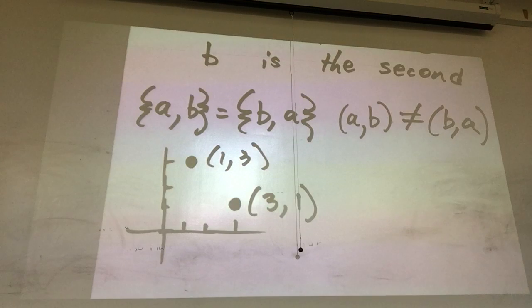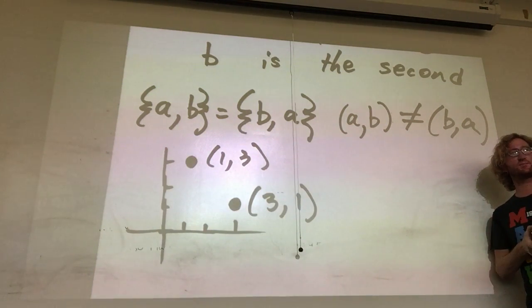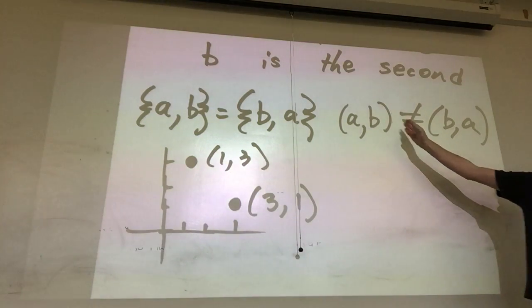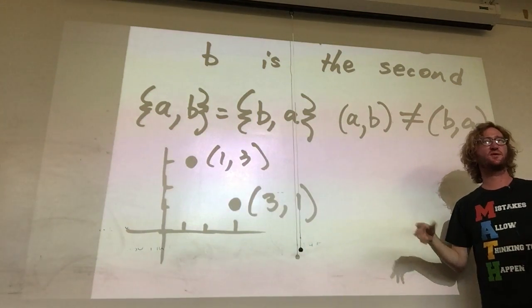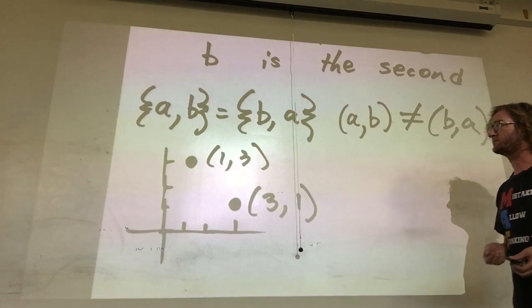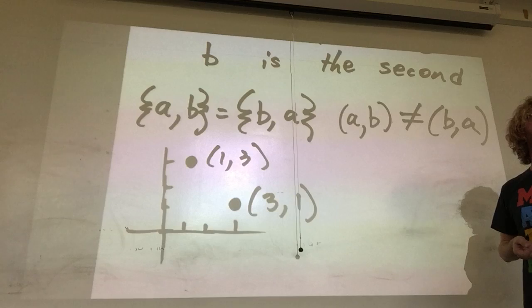Okay? So there's this difference between sets and ordered pairs because they're not interchangeable. I mean, if you had (1, 1), well, (1, 1) equals (1, 1). So if they're the exact same thing, then yeah, you can switch them, whatever. But in general, no, you can't just switch them around.